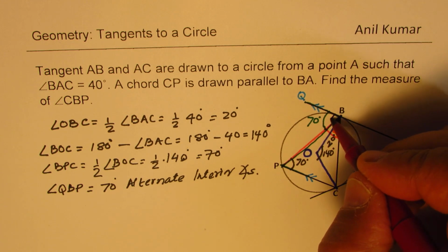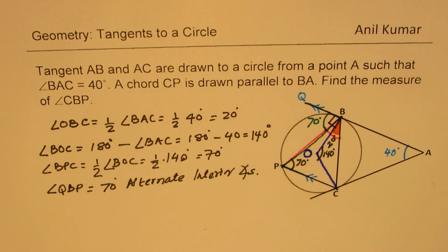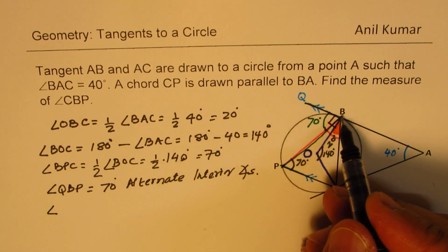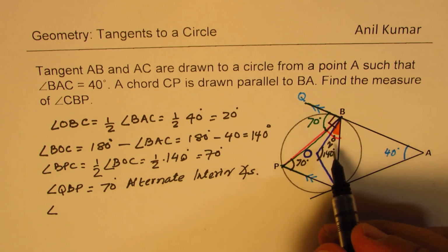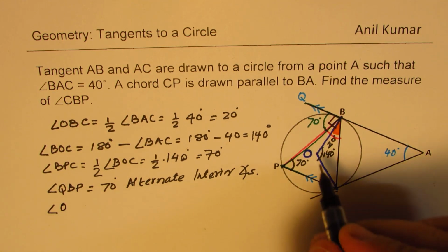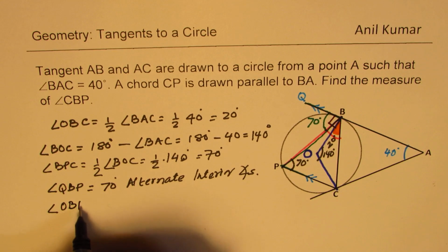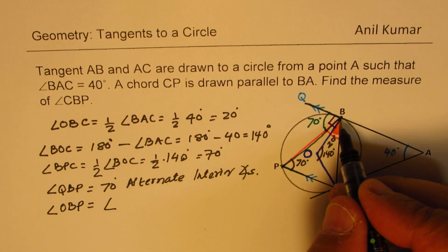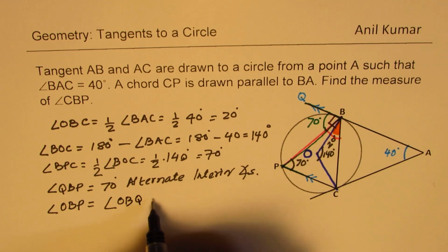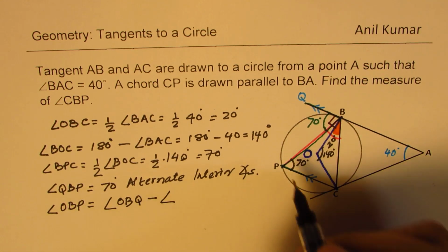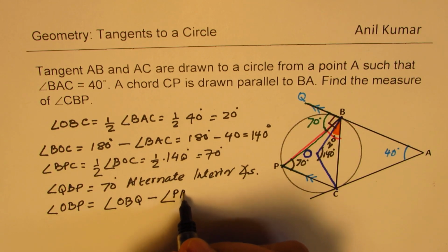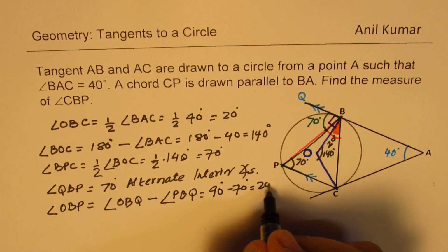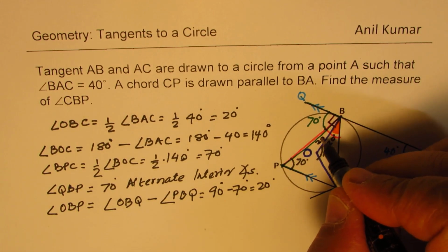But well, we know this is a tangent, so that is 90 degrees. So we know that the angle QBO is 90. So we can say that the angle OBP should be equal to angle OBQ minus angle PBQ, which is 90 degrees minus 70 degrees, which is 20 degrees. Is that clear? So this angle is also 20 degrees.